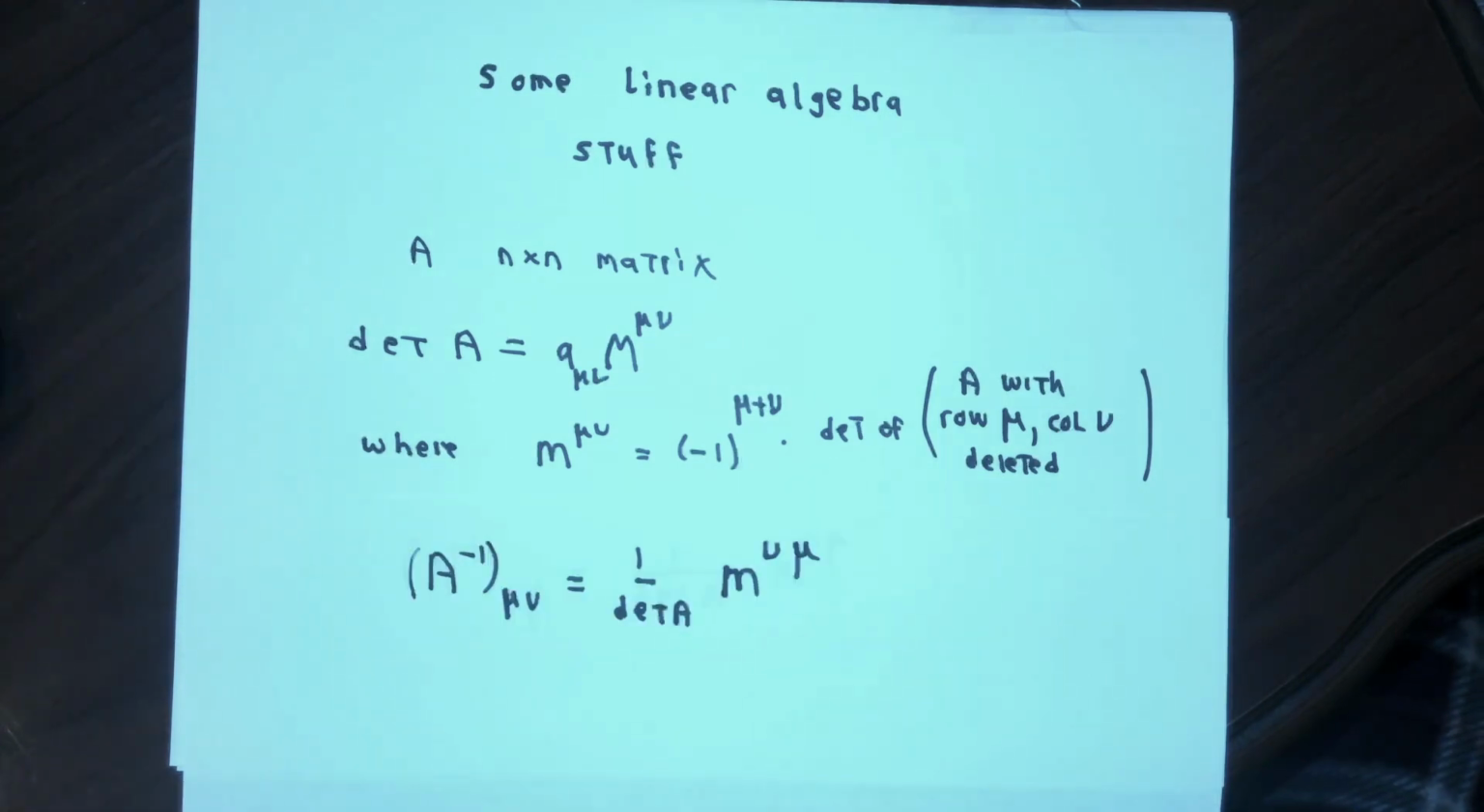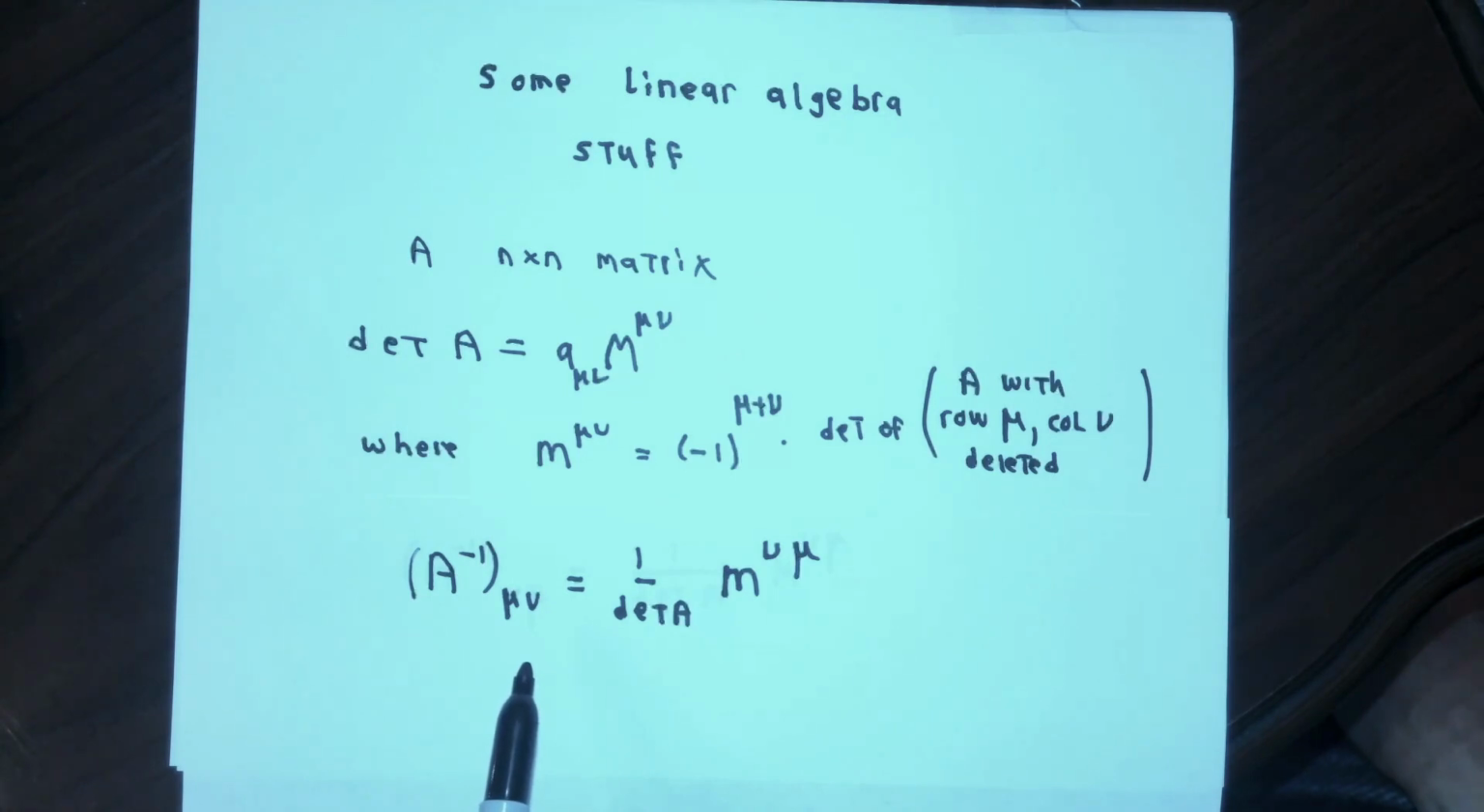Also, in linear algebra, we found out that the mu nu component of the inverse of A is 1 over the determinant of A times one of these M quantities, except it's not M mu nu, it's M nu mu. I really should have written these indexes upstairs, but since I'm going to change names in a minute, it won't make any difference.